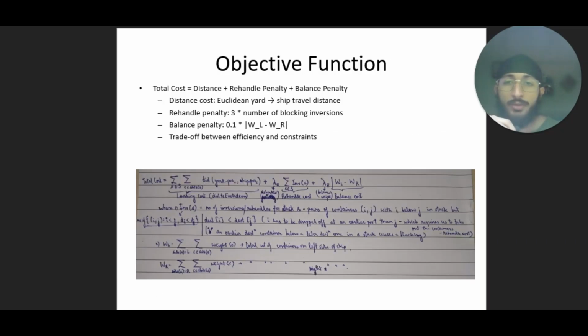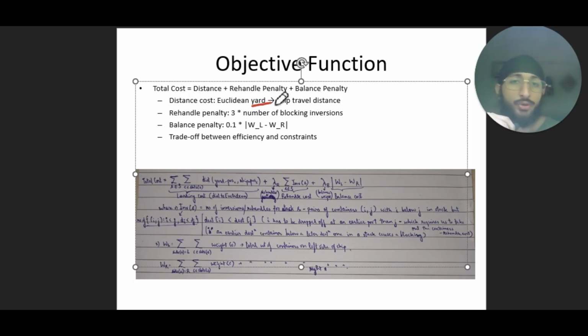Moving on to our objective function. So basically, this is the objective function. That is, the total cost is distance plus the rehandle penalty plus the balance penalty, and the distance cost is the Euclidean yard to ship travel distance, which I discussed. And we have the rehandle penalty, in which we have 3 times the number of blocking inversions. So 3 is just an arbitrary number that I have chosen, and basically that is the rehandle weight lambda r, which I'm considering. Then the balance penalty is 0.1, again an arbitrary number which we have chosen. We can change this as well. It is multiplied by the absolute difference between left and right weights of the ship, and we have to calculate the trade-off between efficiency and constraints. So this is our objective function.